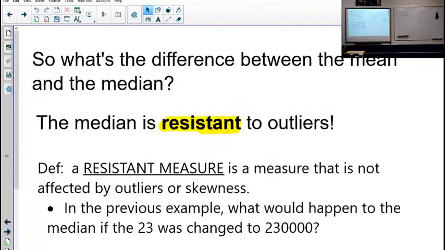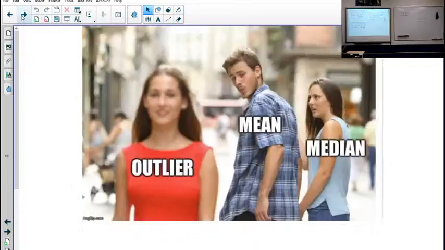That's the idea of a resistant measure. And we're going to talk about measures of spread being resistant as well. So if we have extremely high or extremely low values, then the mean is going to cater a lot more to those values because of how we calculate it. And that's what we ended talking about yesterday, to put it another way.